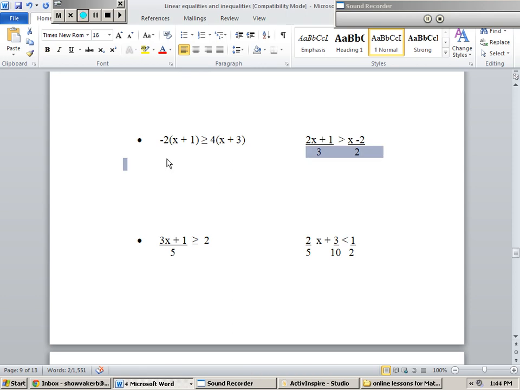Negative 2x, got to get that pen on. Negative 2x minus 2 is greater than or equal to 4x plus 12. Subtract your 4x, add your 2. Negative 6x equals 14. Divide by negative 6. It's not equals. See, sometimes you skip that step, so make sure you put it back in. Dividing by a negative number, flip that sign. X is less than or equal to negative 7/3.